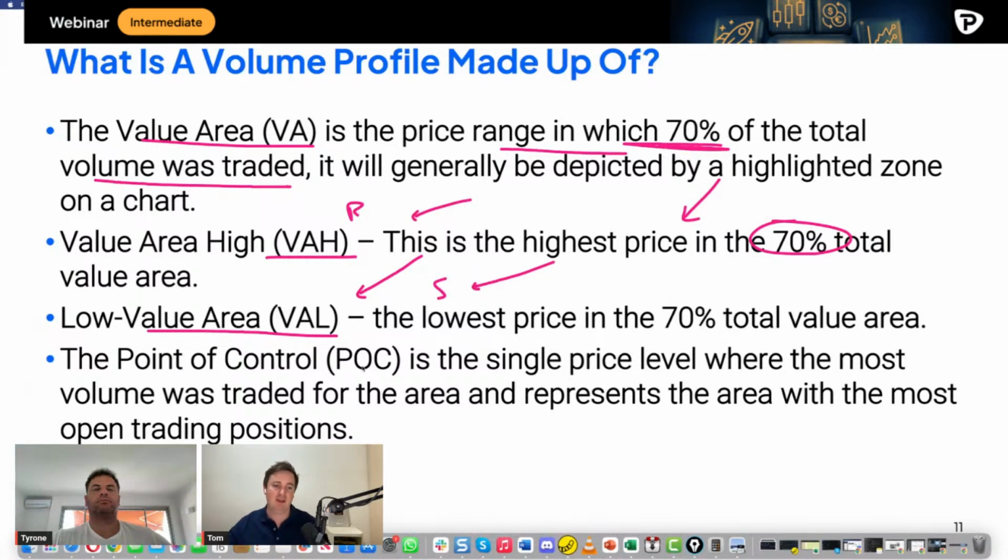And these can both act as dynamic resistance and support, which you will see very soon in an example. The other thing is the point of control. The point of control is often considered the most important. Why? It's the most traded level or zone that we're seeing horizontally on the chart. And it's just such an important area for us to understand. That is the most traded area. Has it been buyers? Has it been sellers?